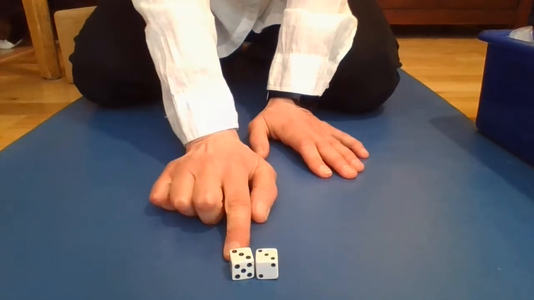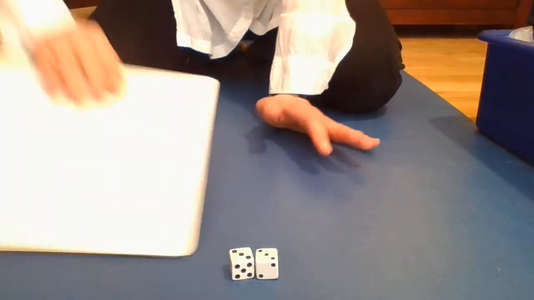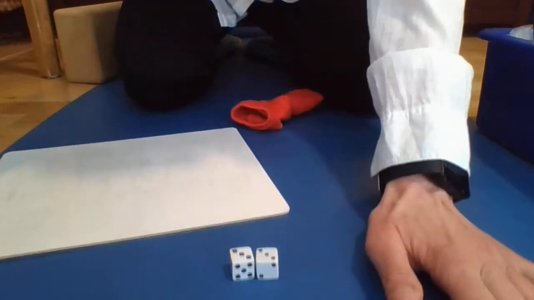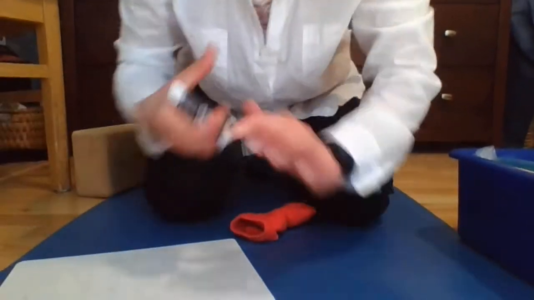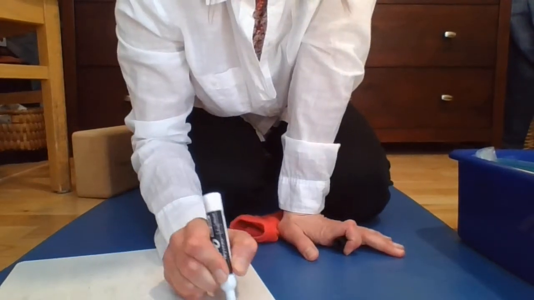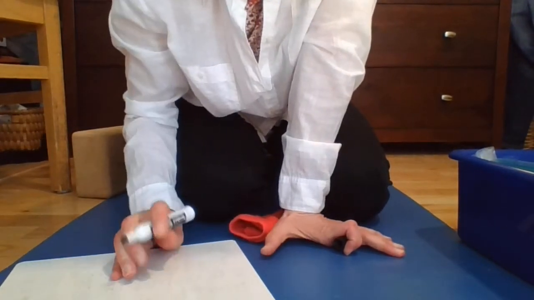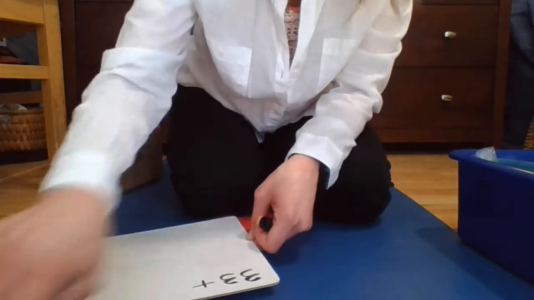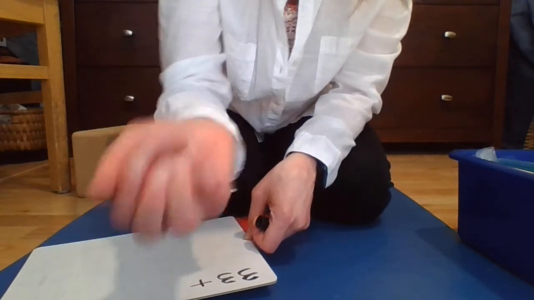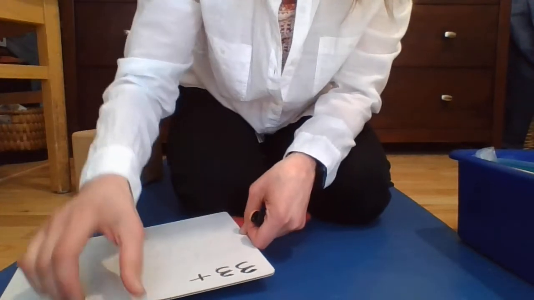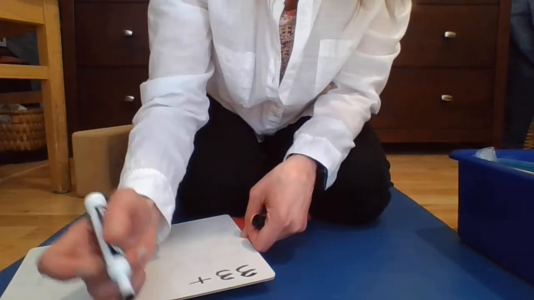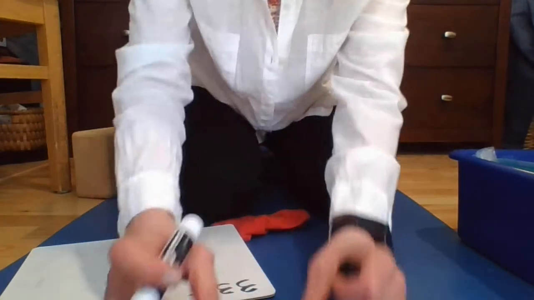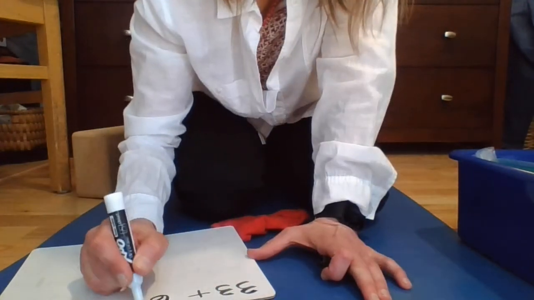So I have 3 and 3. I'm going to go ahead and make 33. Since it's addition, I'm going to put my plus sign. Then I'm going to generate my second number. I am going to make 61 because I rolled a 6 and a 1.